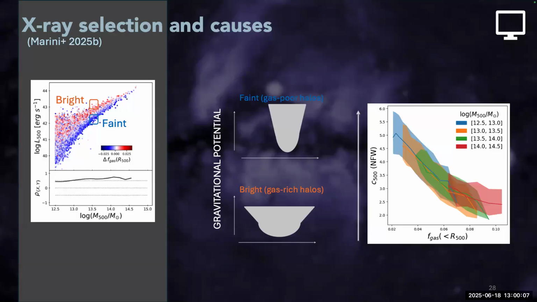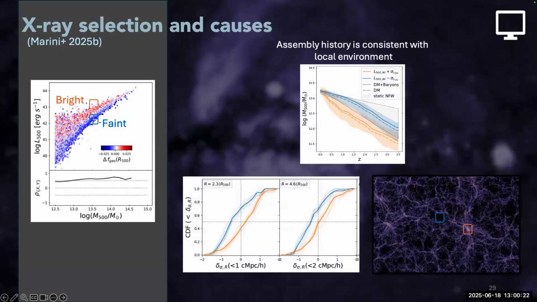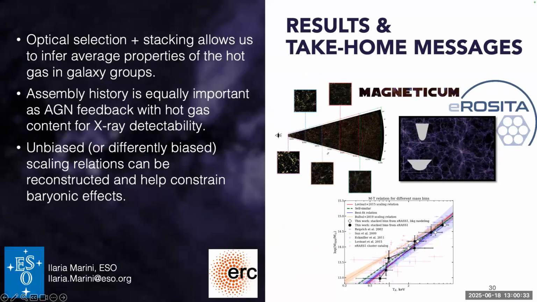So we really should start thinking about brightness in X-ray as a way of understanding a little bit of assembly history and possibly assembly bias. I don't have time to tell you about this, but you can ask me if you want. There is a connection with the large scale structure, which explains why these objects should assemble later on. We are currently testing that hypothesis, but let me just move to the conclusions.